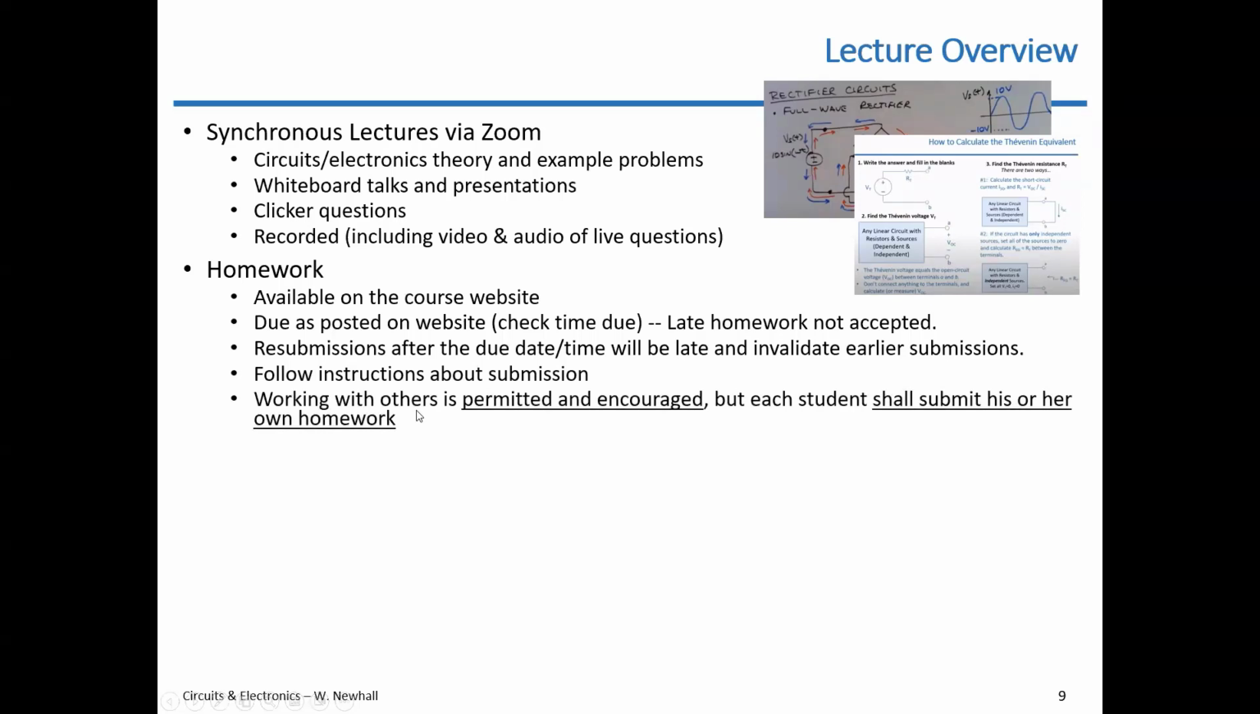For homework, I encourage you to work with others. This is permitted. I encourage it. This lets you come up with different ways to solve a problem or observe different ways to solve the circuit problems. And so you can see that there are many ways to solve problems. You'll see the different ways. Maybe one way is easier, one way is harder, but I like to have everybody see that. But in the end, please submit your own homework.